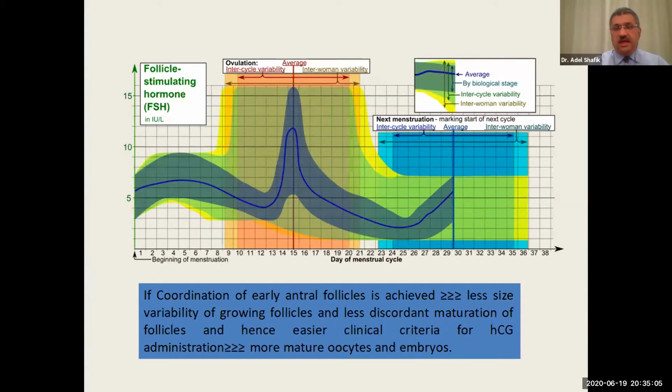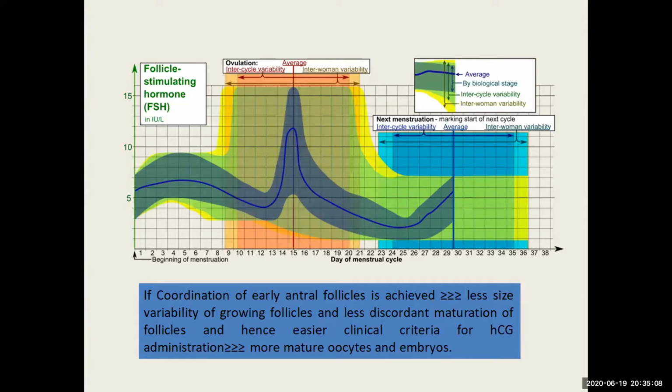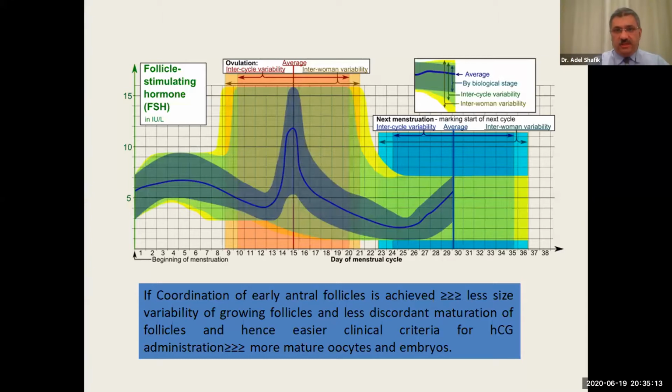When we start stimulation in the next follicular phase, we will be faced with a cohort of oocytes at different phases of maturation. So the response to gonadotropin stimulation will be different, the stimulation will be asynchronous, and the follicles will be asynchronous. This is a large problem that we face when we give the HCG trigger of ovulation. So if hormonal pre-treatment can coordinate the early antral follicles, causing less size variability and less discordant maturation of follicles, and hence easier clinical criteria for HCG administration, this would theoretically lead to more mature oocytes and more good quality embryos.